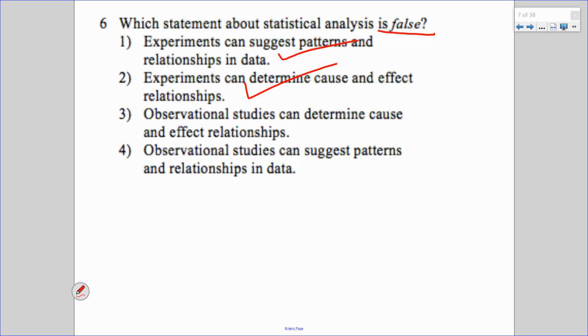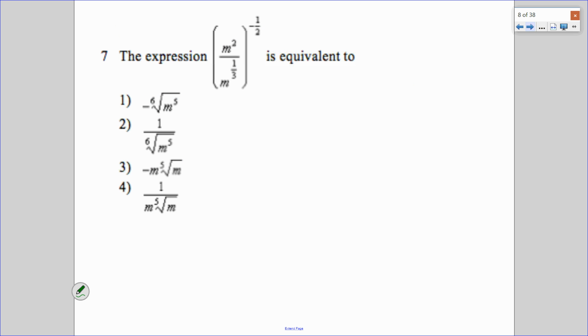Observational studies can determine cause and effect relationships. Nope. Only controlled experiments can. Can observational studies suggest patterns and relationships? Yes. You can determine there's going to be a correlation based on an observational study, but not a cause and effect relationship. The only way to get a cause and effect relationship is to do a controlled experiment. You know your stats, you get this question correct. You don't, you don't.